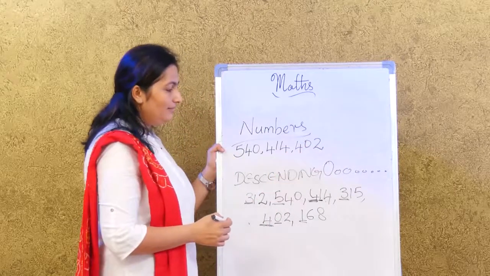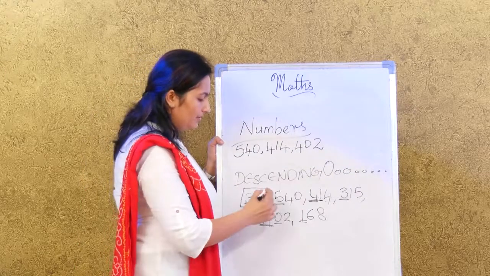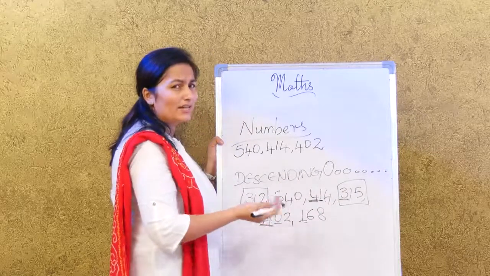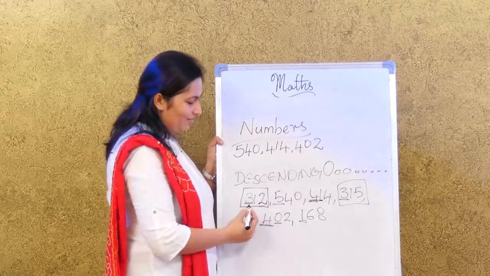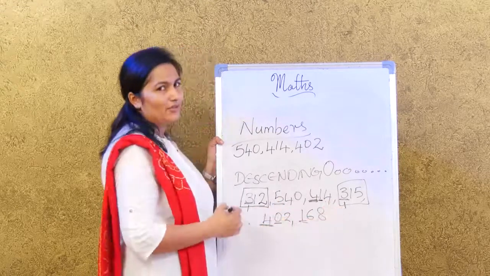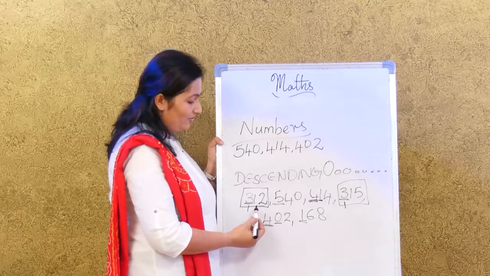And then we go to the next two numbers. Again, both of them are so close to each other. How do we know? So we go to the hundreds. Both are 3. Then we go to the tens. Oh, both are 1. So what do we do?